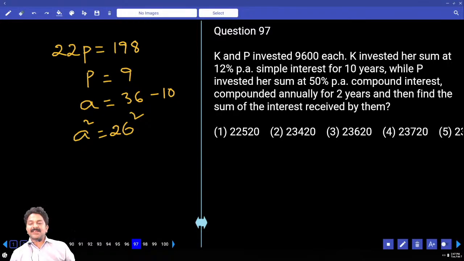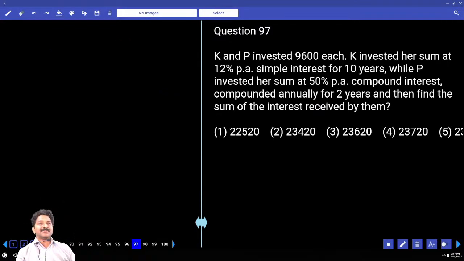K and P invested 9,600 each. K invested her sum at 12% per annum simple interest for 10 years, while P invested her sum at 50% per annum compound interest compounded annually for 2 years. Then find the sum of interest received by them. We were asked to calculate interest. Everybody invested 9,600 only, correct? The first person is given 12% for 10 years. How much interest will we get?